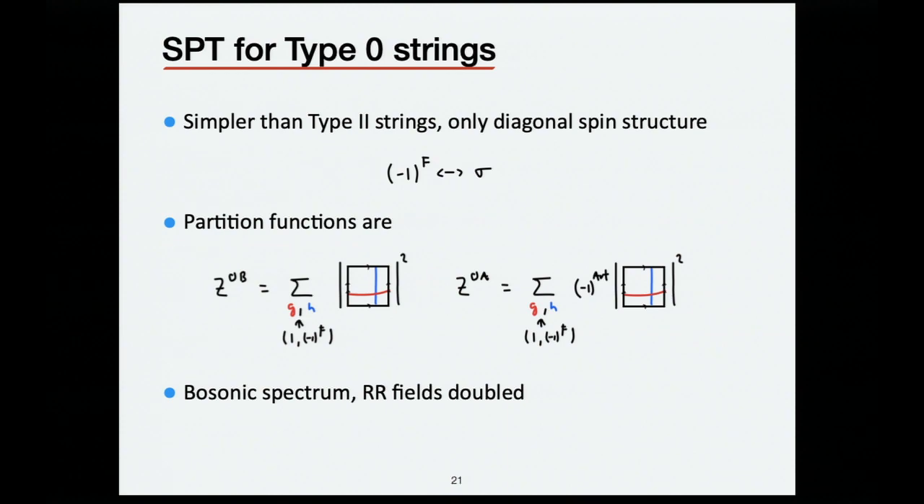Okay, so just that comment. The spacetime spectrum is bosonic, so there are no fermions in spacetime. And also, some nice feature is that the Ramond-Ramond fields are doubled. So you have actually two copies of each Ramond-Ramond field. So we have the usual ones in type 2A and type 2B, but now there's two copies. And correspondingly, there's two types of branes. And one set of branes couples electrically to one set of Ramond-Ramond fields and magnetically to the other, and vice versa.